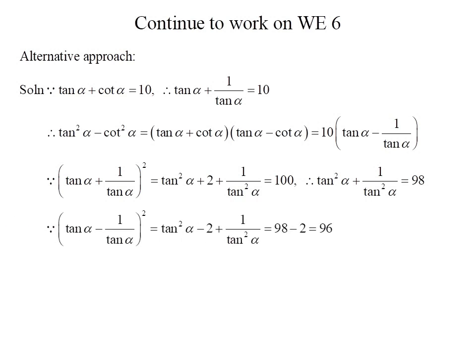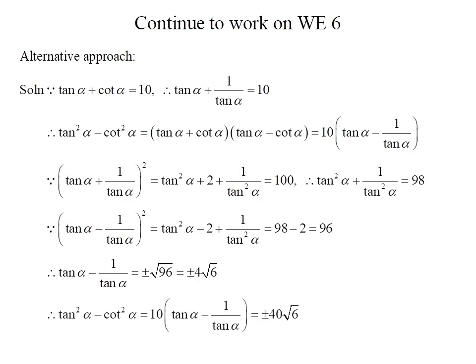However, tangent alpha minus its reciprocal, in parentheses squared, equals tangent squared alpha minus 2 plus the reciprocal of tangent squared alpha, which equals 96. Hence, tangent alpha minus its reciprocal equals plus or minus 4 square root 6. Accordingly, tangent squared alpha minus cotangent squared alpha equals plus or minus 40 square root 6.